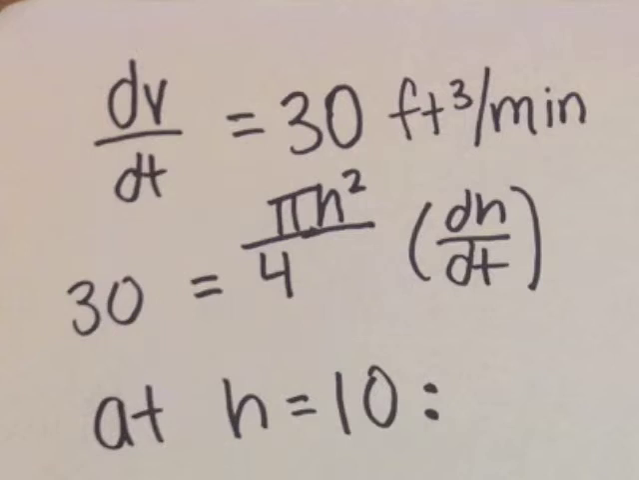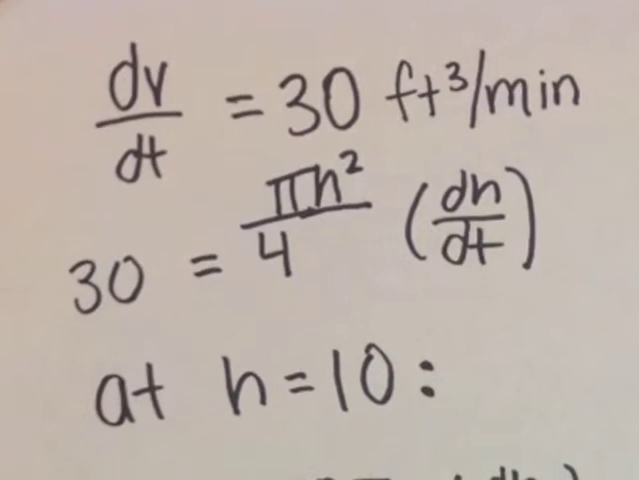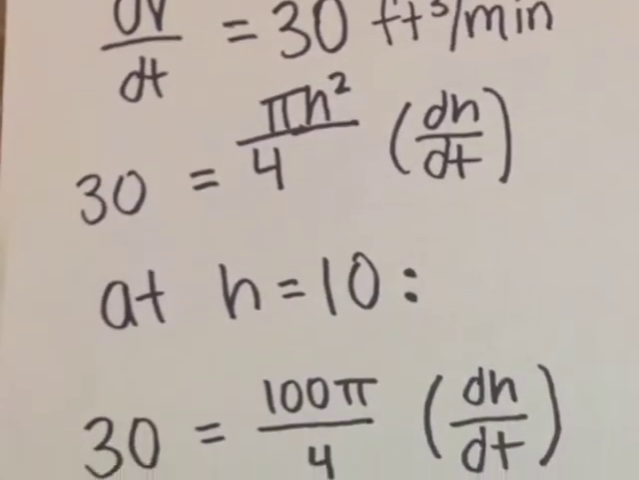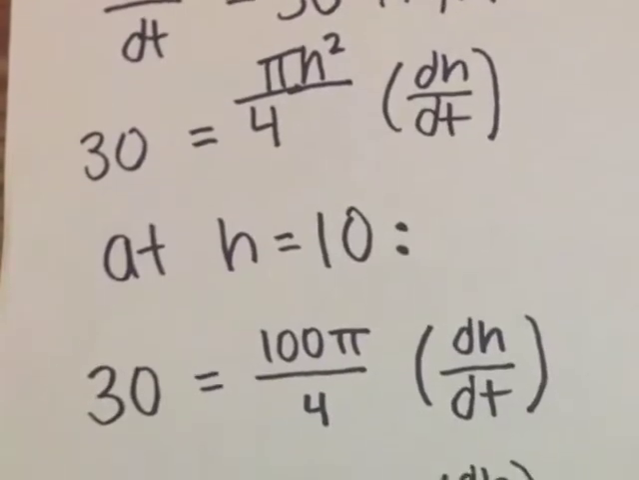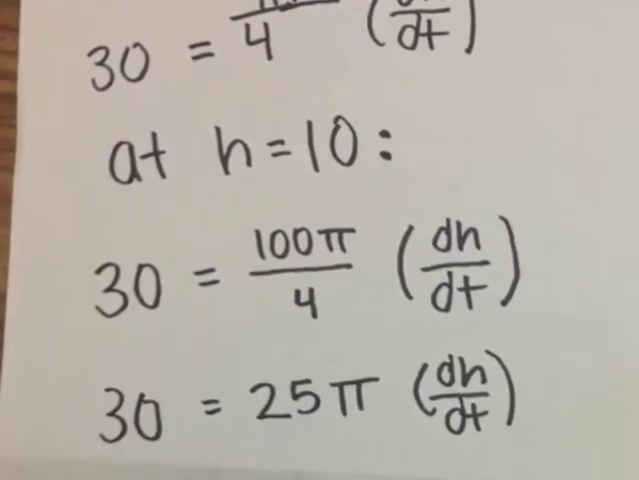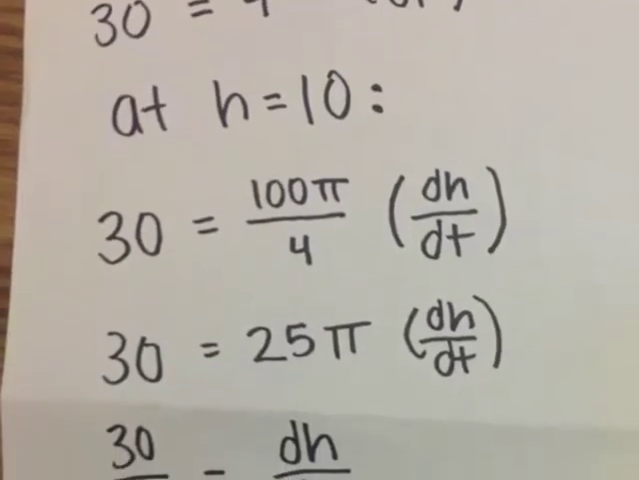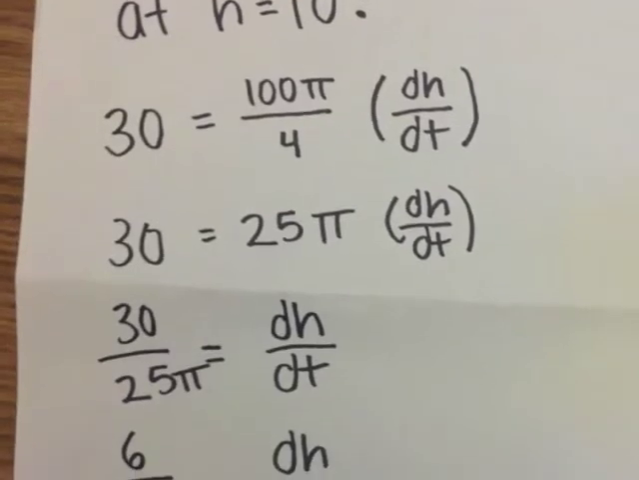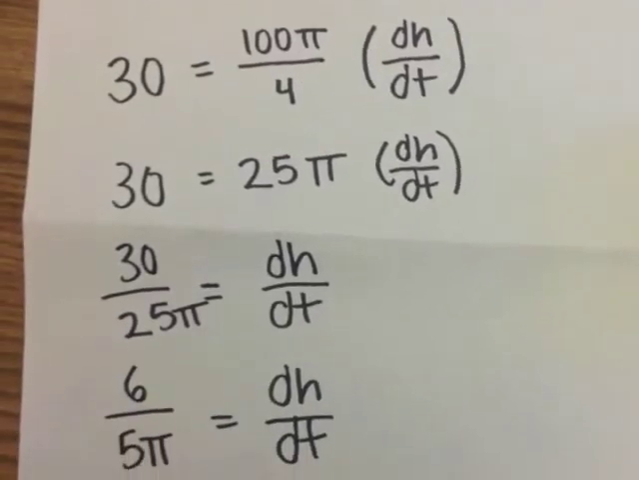Now it's time to plug in some numbers. For starters, if you recall from earlier, dV over dt equals 30 cubic feet per minute, so we'll just plug that in now. We also know that we're looking for dH over dt at h equals 10, so we'll plug in 10 for h as well. We end up with the equation 30 equals 100 pi over 4 times dH over dt. As you can see, 100 pi over 4 easily simplifies into 25 pi.